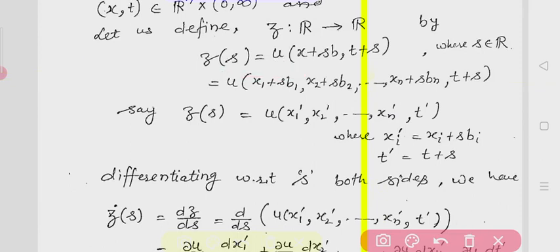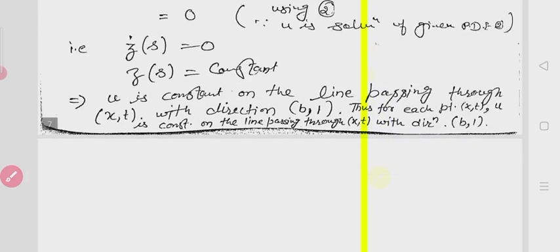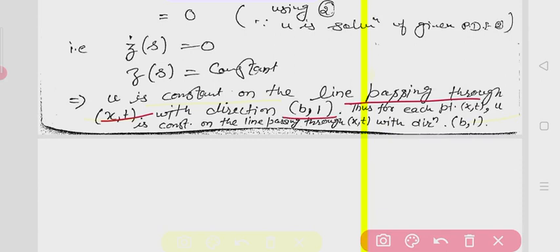If u is constant, you will say that u is constant on the line passing through xt and with the direction b1. So for each point xt, u is constant on the line passing through xt with direction b1, okay? So I take any point xt belonging to Rn cross 0 to infinity, so u is constant on the line passing through xt, and its direction is b1, okay?